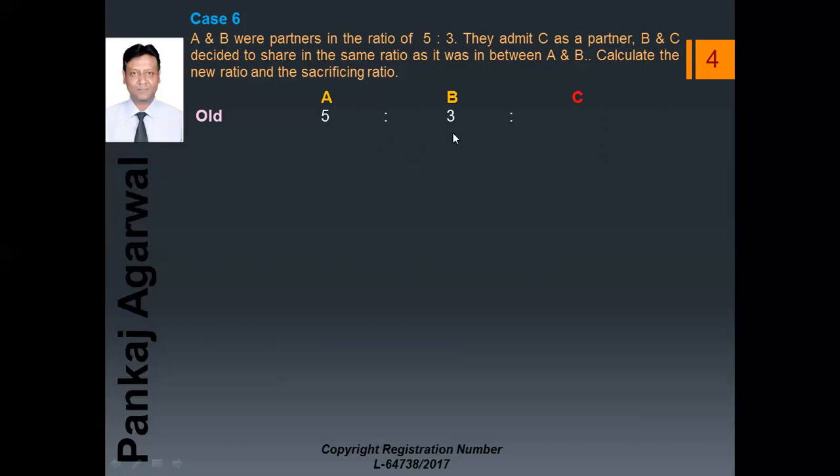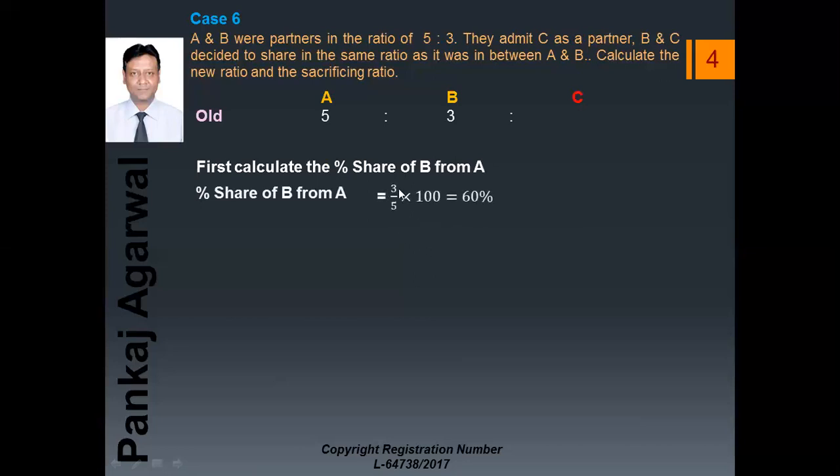In this question, we should first calculate what percentage B's share is of A's. This can be done by calculating the percentage share of B from A, that is B upon A into 100. So B's share is 3, A's share is 5, multiplied by 100 equals 60%. So B's share is 60% of A's share. We can verify it: A's share is 5, and 60% of 5, that is 5 into 60 upon 100, comes to 3.